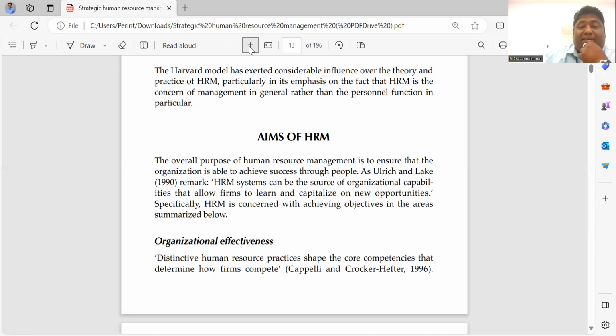HRM is considered as achieving the objectives in the areas summarized below. In every organization, we can't do things on our own. We need men, material, labor, organization. These are the four important factors which make production easy. When production is controlled and made easily, it can be sold in the market. When it is sold in the market, we get profit for the organization. When we are getting profit, we can go for diversification.